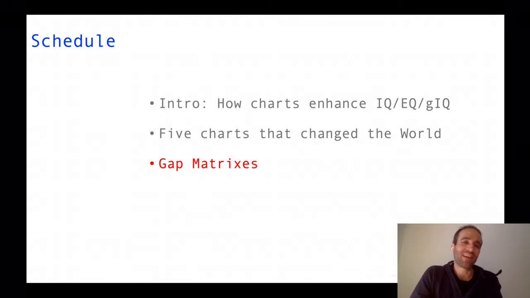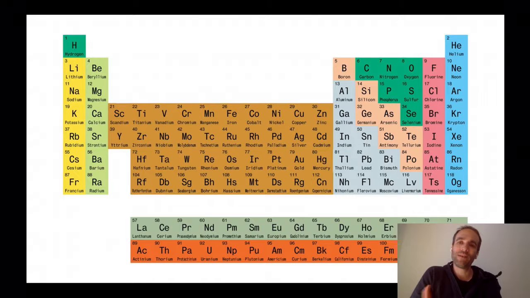post 2011. And now we will see a very special and common type of chart called gap matrices. Here, maybe you recognize this one, it's called the periodic table. And this is probably, according to Bloomberg, the most important chart in the history of science, because when this was invented, there were many gaps of materials that we know should exist, but we had not found them yet.